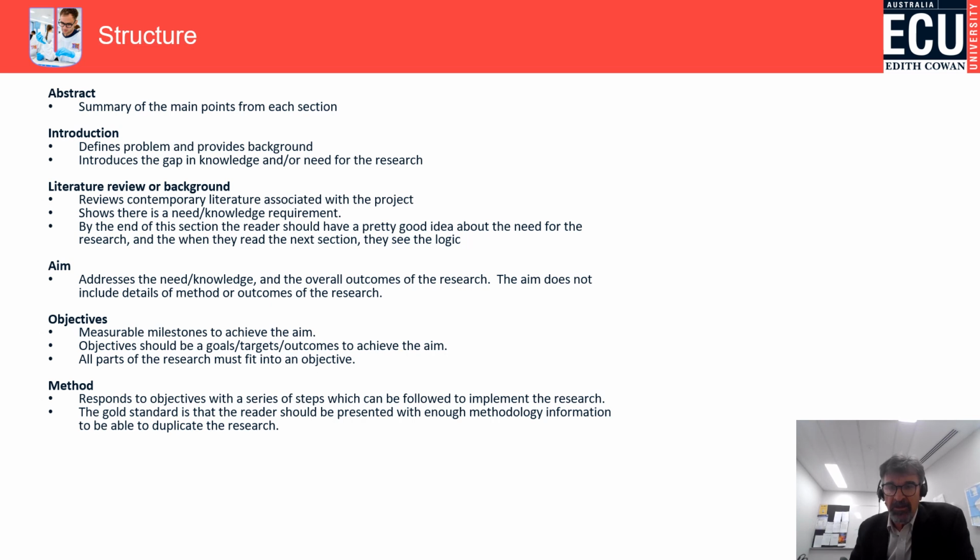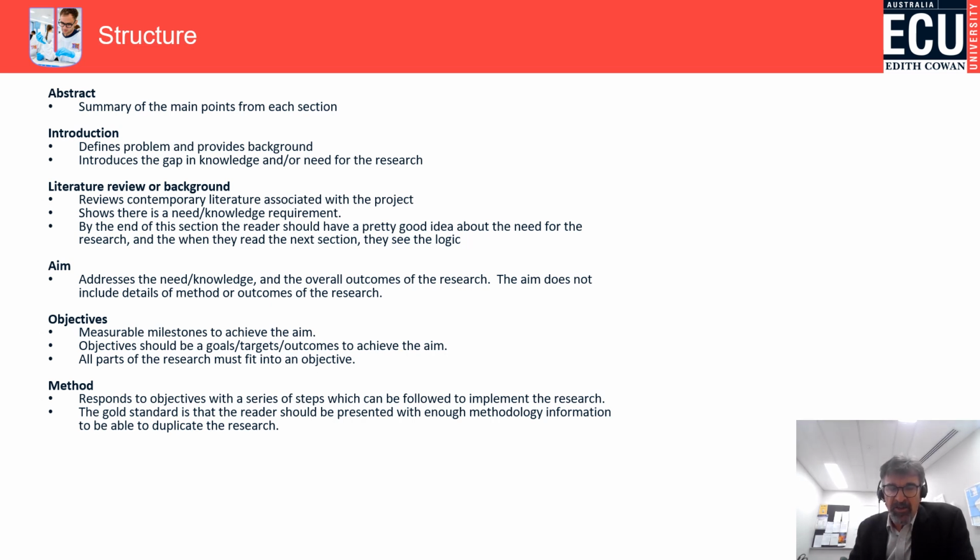Well, they should do. So you need to paint a picture of the need for the research so that by the time the person gets to the aims and objectives, they've got a pretty good idea of where this research project is going. The aims and objectives set out the response to the gap in knowledge or the need for the research. So first of all, our aim describes the overall outcome of the research. It's a simple statement of the outcome, and most papers will have one or maybe two aims.